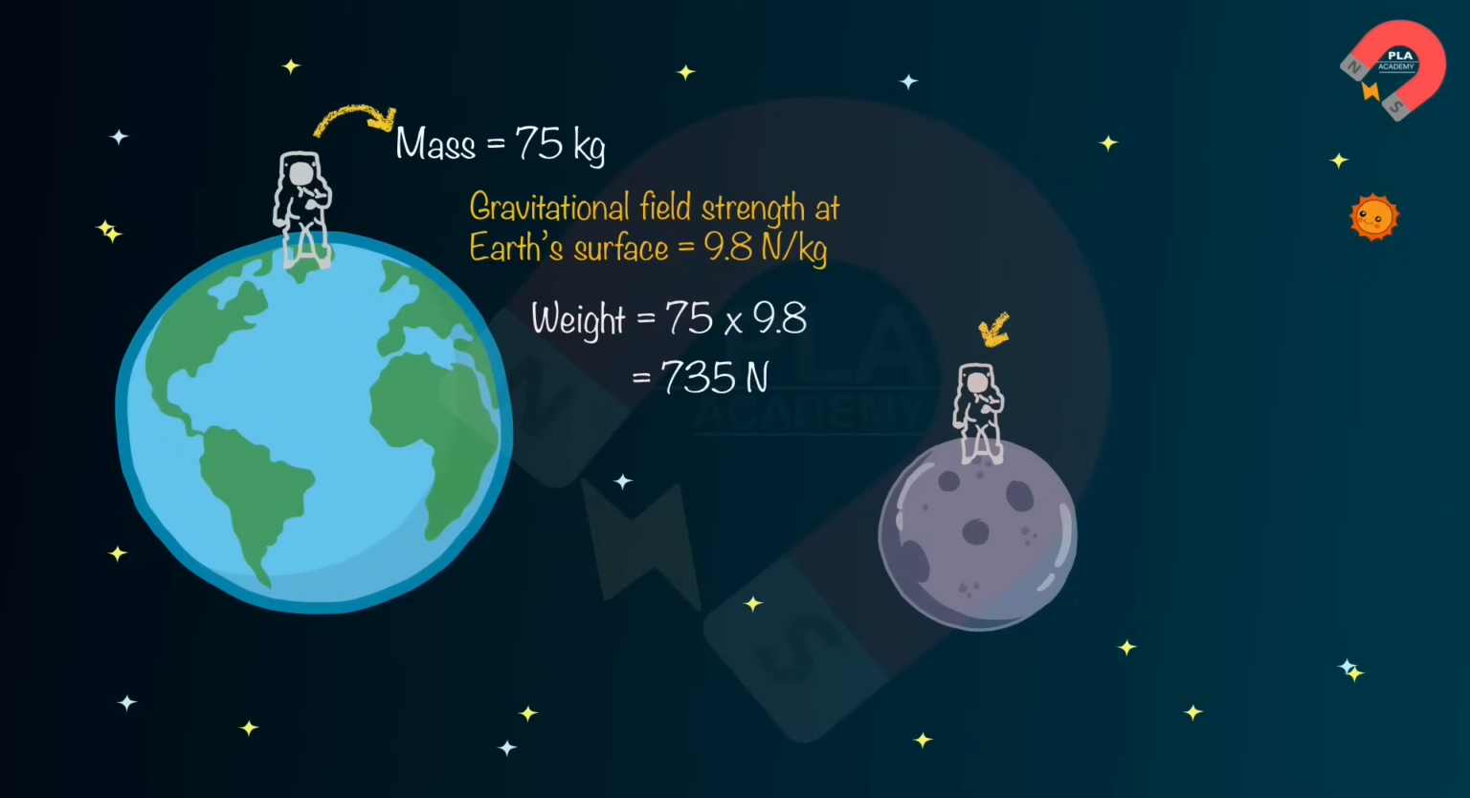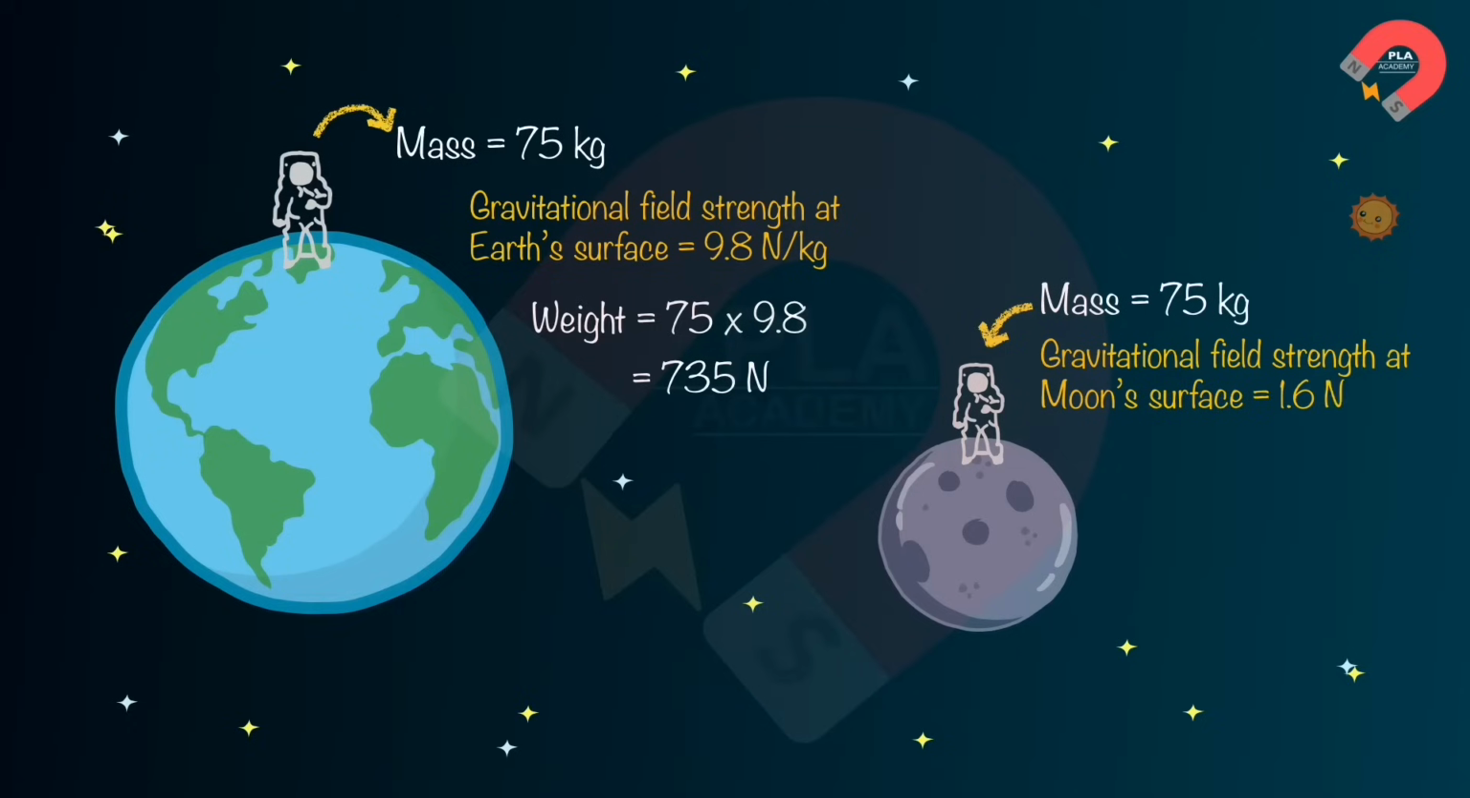When an astronaut is on the Moon, their mass remains at 75 kilograms. However, their weight is less than on Earth by a factor of 6. This is because the gravitational field strength on the Moon is 1.6 newtons per kilogram, which is 6 times less than on Earth. Therefore, their weight is 75 times 1.6, which is equal to 120 newtons.